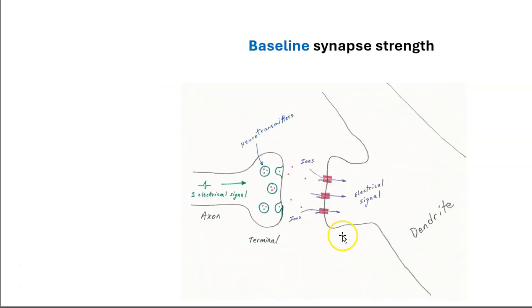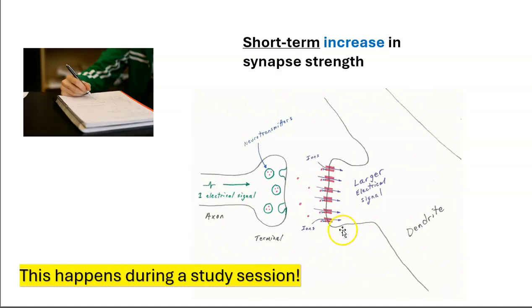So let's compare. Prior to study, and now we're studying. The target cell has inserted more receptor channels here. So for a given quantity of neurotransmitter released, more channels will be opened, which means more sodium ions can enter, and we'll get a larger electrical signal. So we've increased the strength of communication between these neurons that are activated by the learning session.